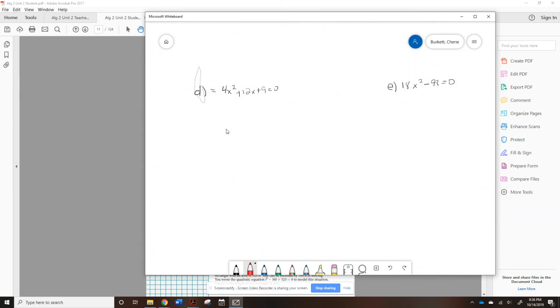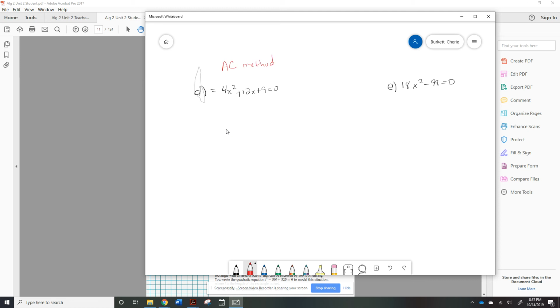D, let's see. It's not the easy table kind. But I do think I can factor out a common factor of, no, there is no common factor. That has a 2, but that doesn't. So this is definitely the AC method.